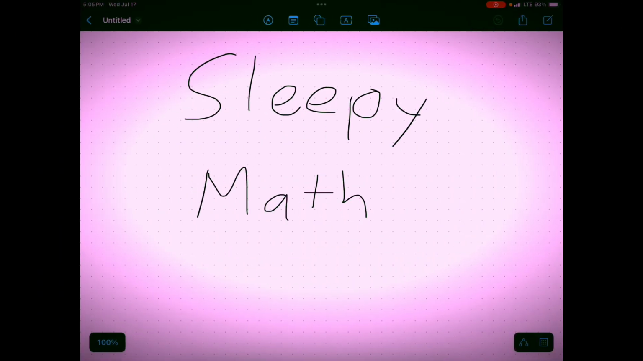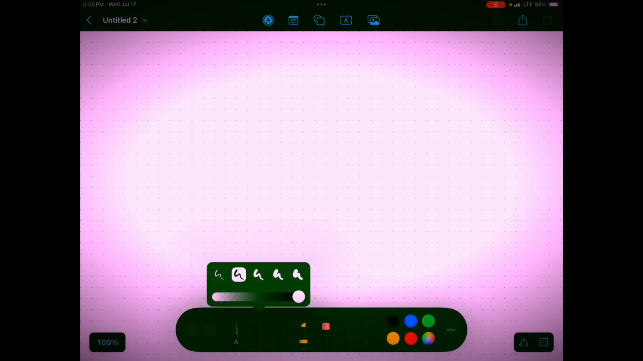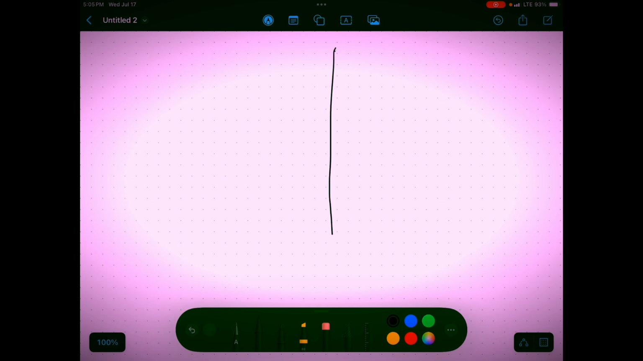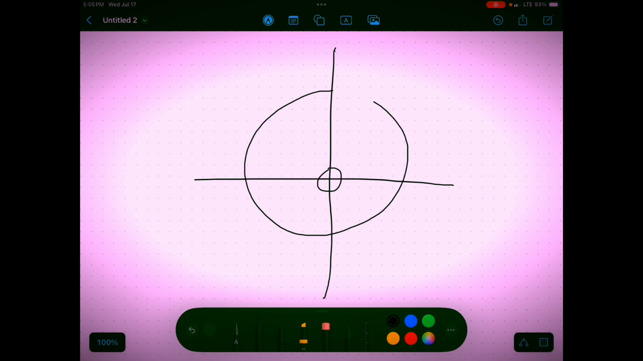Good evening, all. In this episode of Sleepy Math, we are going to take a look at the 16-point unit circle for trigonometry. Now, the 16-point unit circle is a very useful tool, and basically what it comes down to is that it is a circle with a center at the origin and a radius of 1.